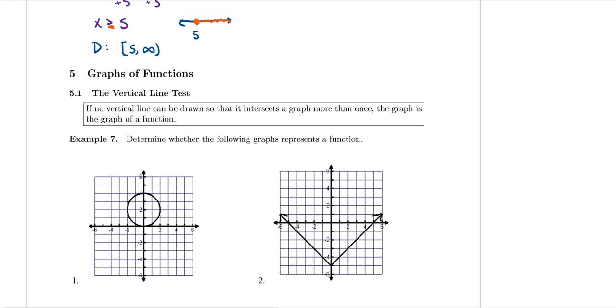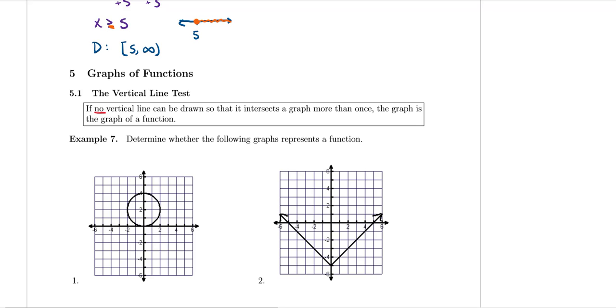Now we can do that approach with graphs as well, but there's an easier way to determine whether a graph is a function, and that is through the use of the vertical line test. So this is the vertical line test. If no vertical line can be drawn so that it intersects a graph more than once, then the graph is a function. So in other words, if you draw a vertical line and the vertical line only crosses the graph once, then it is a function.